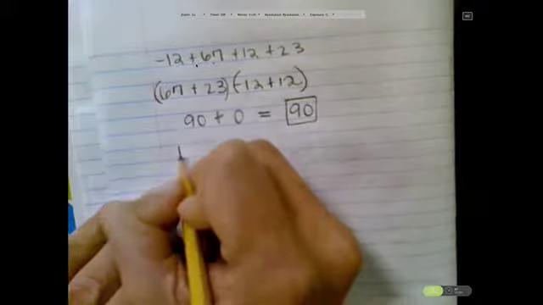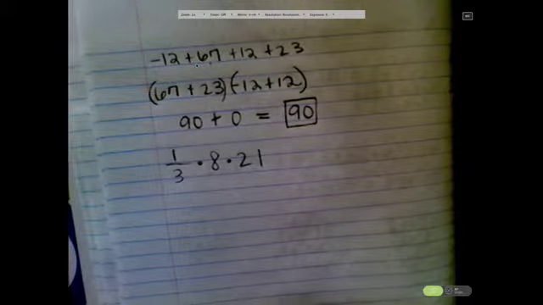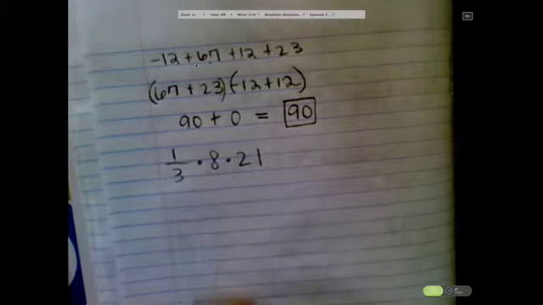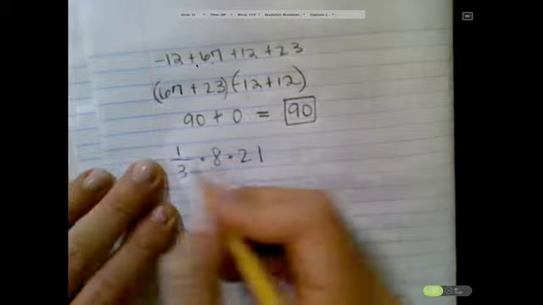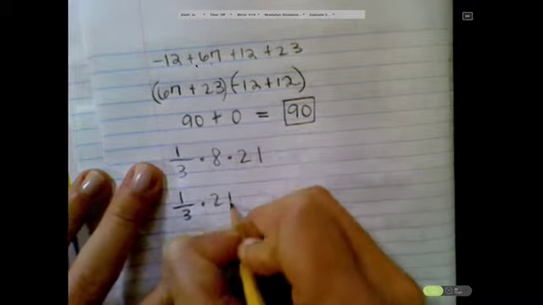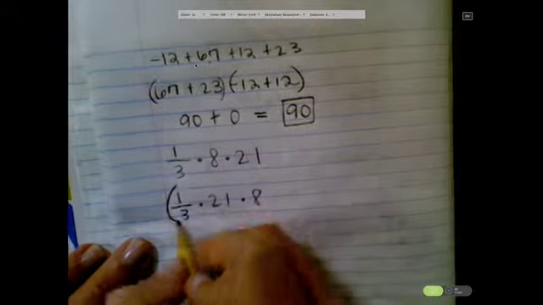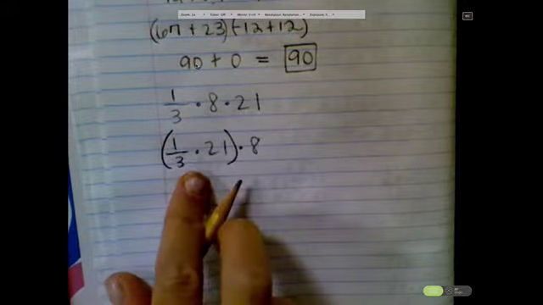How about this one? 1/3 times 8 times 21. How can I use the commutative property to make this problem more simple? Does it make sense to multiply 1/3 times 8 first? Yes, the thing that makes the most sense is to multiply 1/3 and 21 first, and then multiply by 8. So first I'm going to use the commutative property to move the factors, and then I'm just going to use the associative property to show that I'm multiplying these two first.